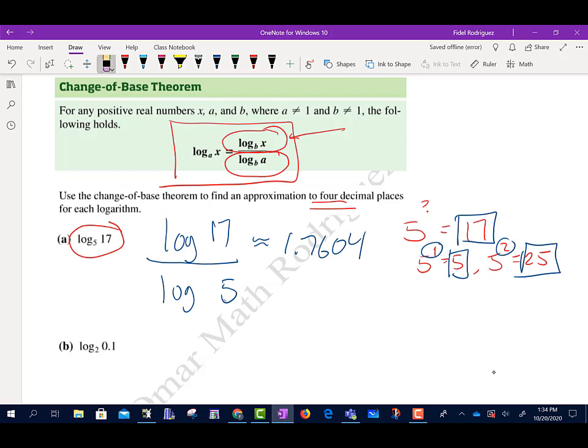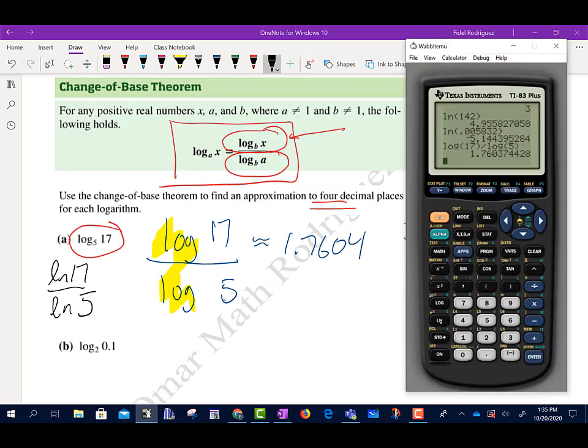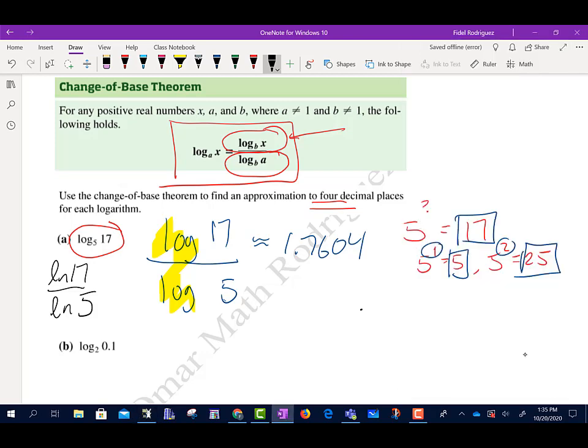Okay? And like I said, we can use either the log, or if we wanted to, we could have done ln, okay, which is just a natural logarithm. So I'm going to show you what I mean by that. I'm going to go ln, I'm going to type in exactly what I have. 17, close it off, divided by ln of 5, close it off, hit equals, and if you notice, I'm coming up with the exact same thing. Okay, so the whole point of using the change of base theorem is so that we can either use the common logarithm or the natural logarithm, because those are the ones that our calculators allow us to use, okay?